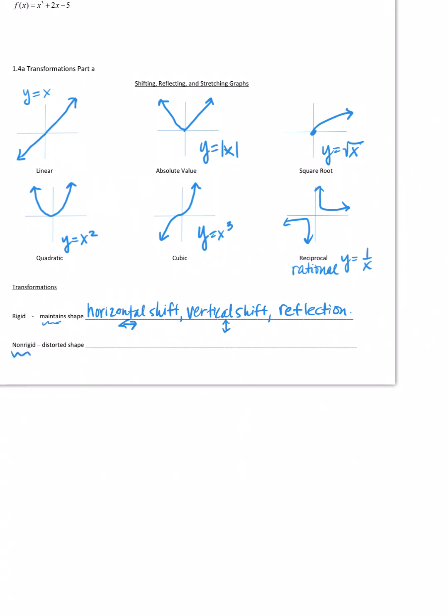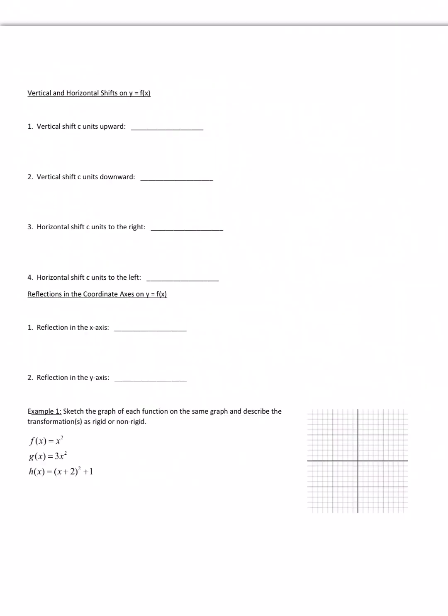Now, non-rigid will distort the shape, and we'll do some of these, so don't worry. That would be a horizontal stretch and shrink. And that's where you think about like an accordion. Okay, stretching and shrinking, a vertical stretch and shrink. Okay, that's going up and down. And we're going to deal with the non-rigids tomorrow. Today we're going to focus mostly on the rigid transformations, all right? So let's flip to the next page.